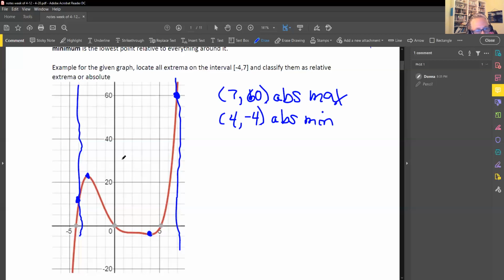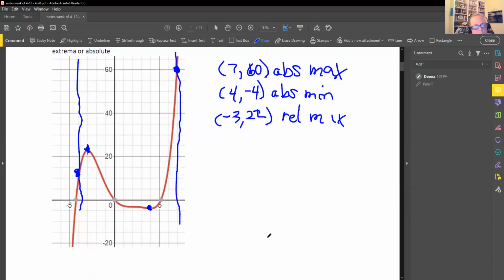All right, and then this point here is a relative max. So (1, 2), (-3, about 22) maybe, kind of making a guess, right? That point is a relative max. Okay, it's a relative max. This point's nothing. It's not an absolute maximum or minimum, so it's nothing. Okay. All right. So you don't use endpoints for relative extremas.